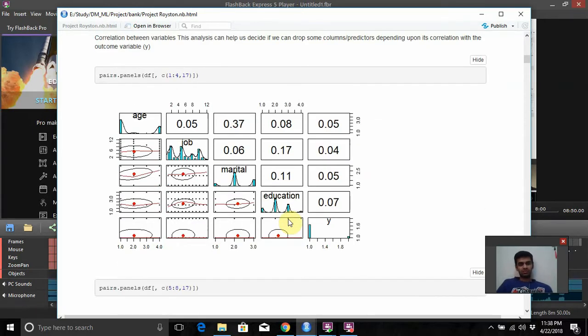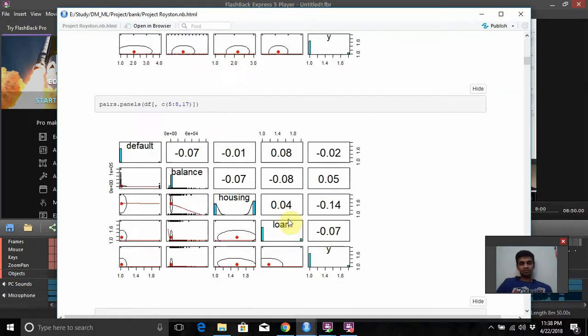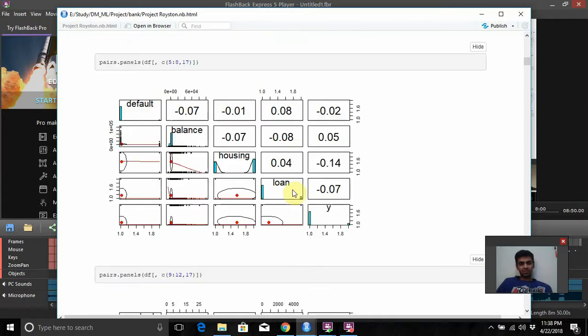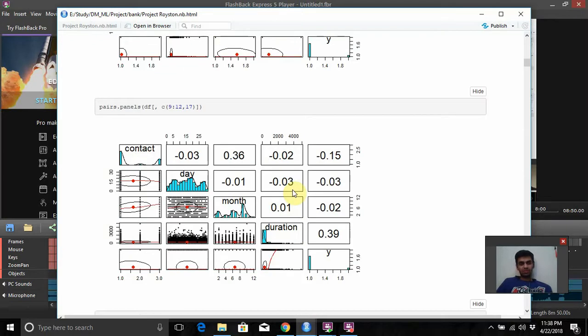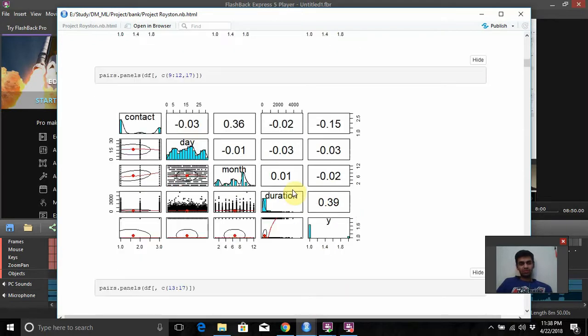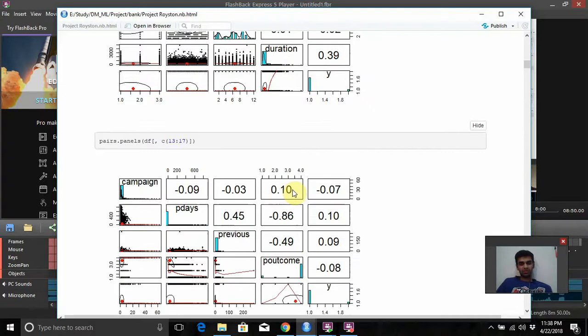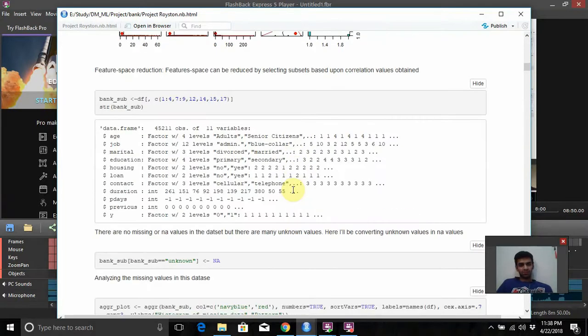So I have done correlations between all the variables with respect to y. I have used pair.panels. As you can see, I have done it in 4 parts because in one go it was consuming a lot of time. And I have selected only age, job, marital status, education, and others, only 10 variables to predict y, depending on their correlation value.